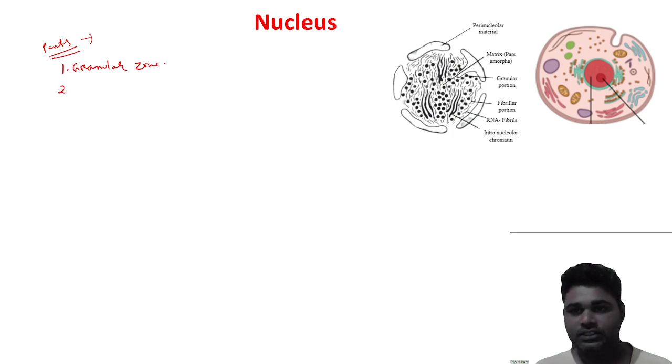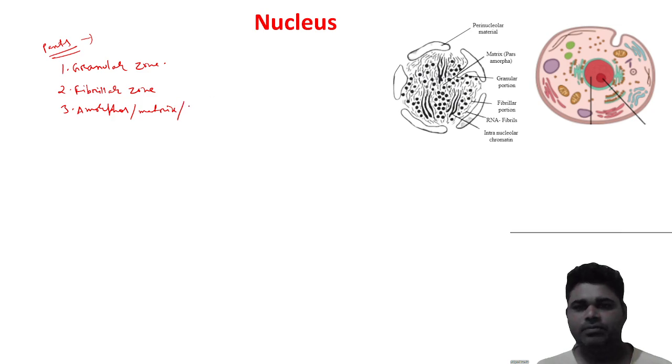The second one is called the fibrillar zone. The third one is called the amorphous zone, or simply the matrix, or pars amorpha, and the fourth one is called the nucleolar chromatin.